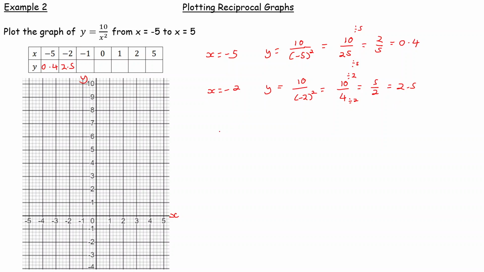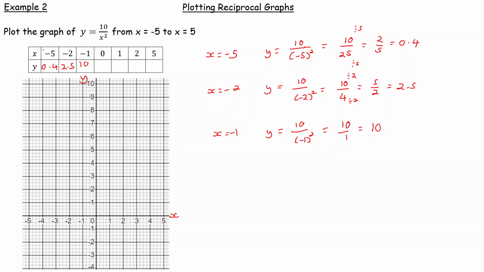When x is equal to minus 1, we keep going. This one should be a little bit easier. We're going to get y is equal to 10 over x squared, where x is equal to negative 1. So 10 over minus 1 squared is going to be 10 over plus 1. 10 divided by 1 is equal to 10, which is my value here.